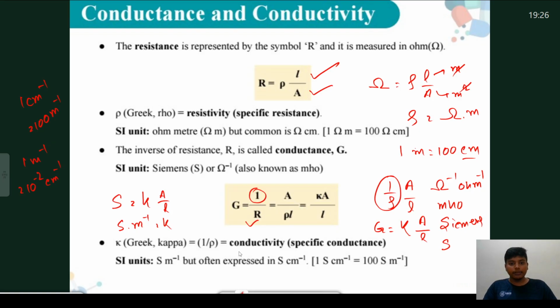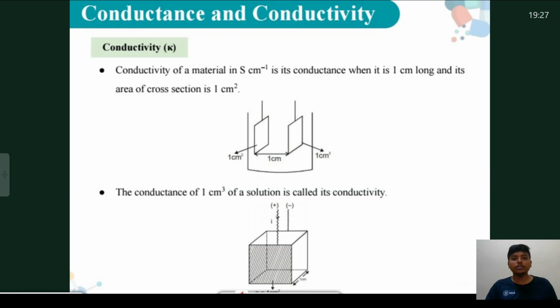So this is conductivity, also known as specific conductance. Understood? If the specific conductance value is given, and the A and L values are given, you can easily calculate the conductance. For every wire or every cell you take, the conductance value will differ, but the specific conductance value will be the same. We will talk about specific conductance more.